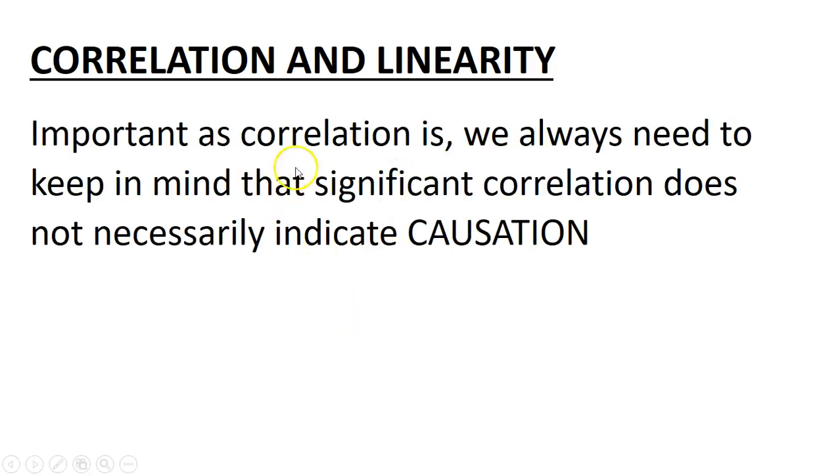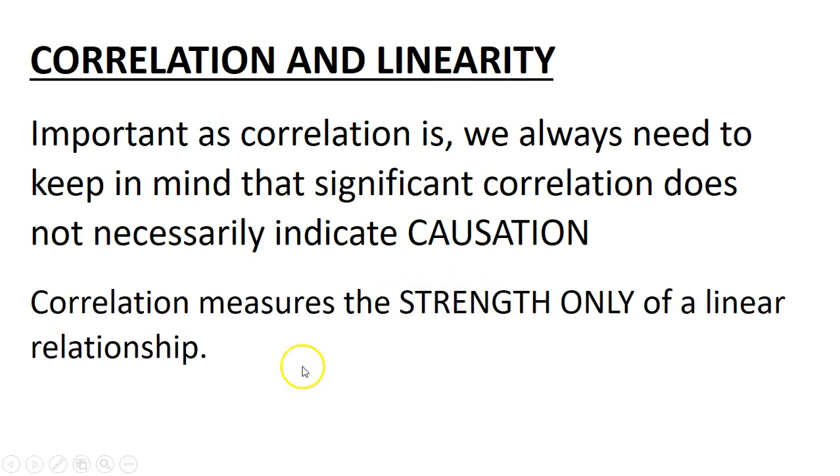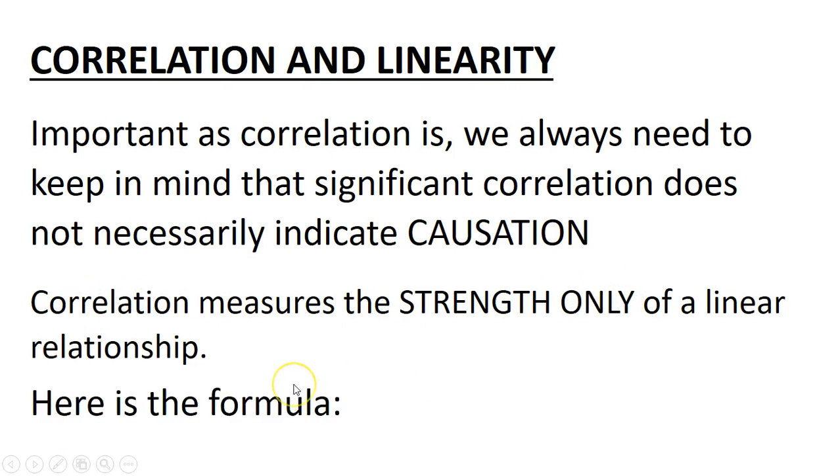So, important as correlation is, we always need to keep in mind that significant correlation does not necessarily indicate causation. What I mean by that is, we can see that maybe it appears to look like a straight line, but is that necessarily enough just by looking at it? Correlation measures the strength only of a linear relationship.